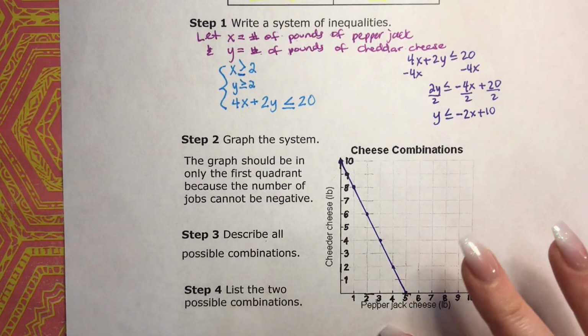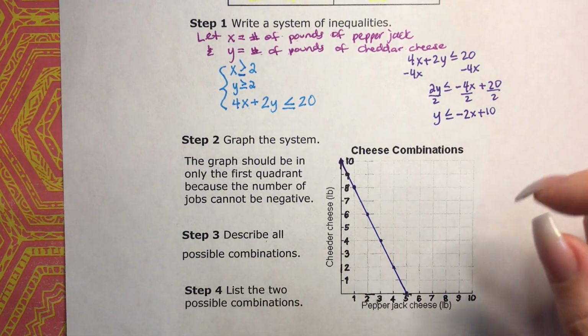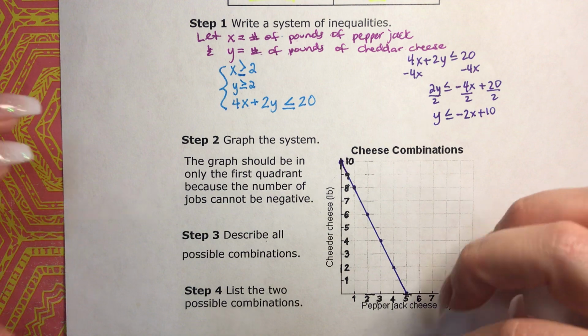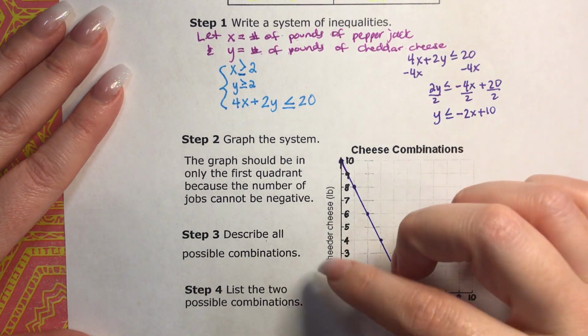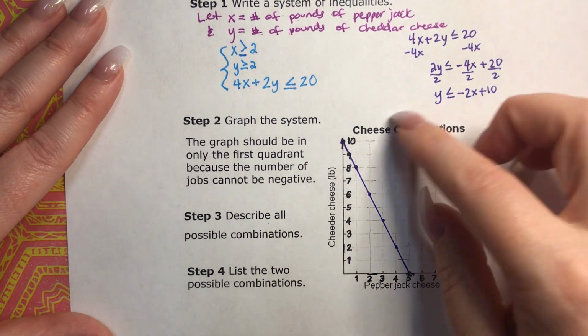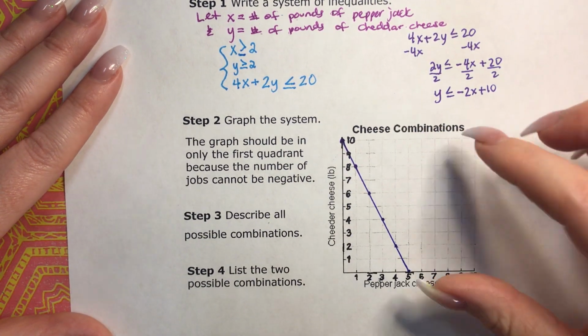And that's the same thing here. We're talking about pepper jack cheese and cheddar cheese, so we're not going to have any negative pounds of pepper jack or cheddar cheese. So we don't look at quadrant 2, quadrant 3, or quadrant 4. We just focus on quadrant 1.